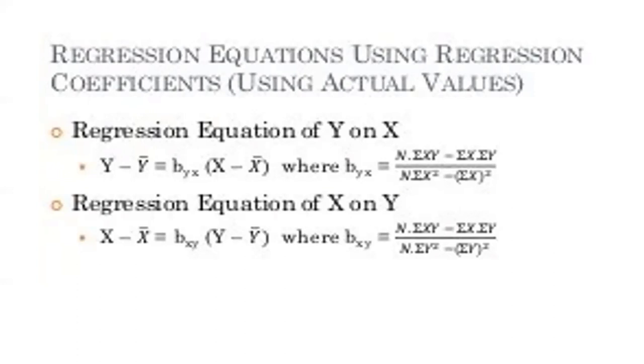The regression equation of x on y: x minus x bar is equal to bxy times y minus y bar, where bxy is equal to n summation xy minus summation x into summation y, whole divided by n summation y square minus summation y whole square.